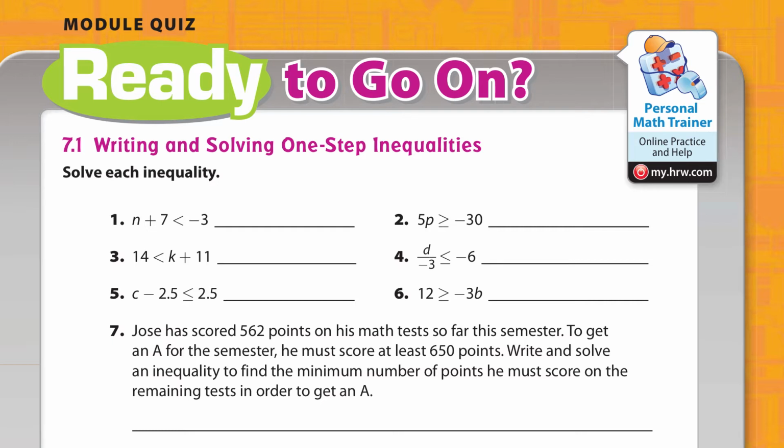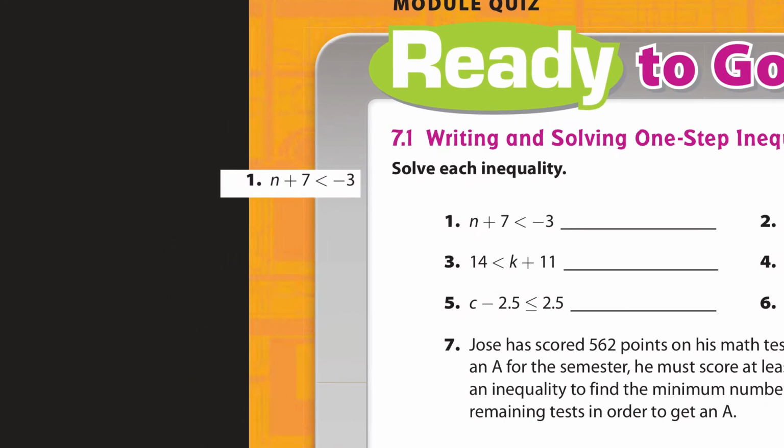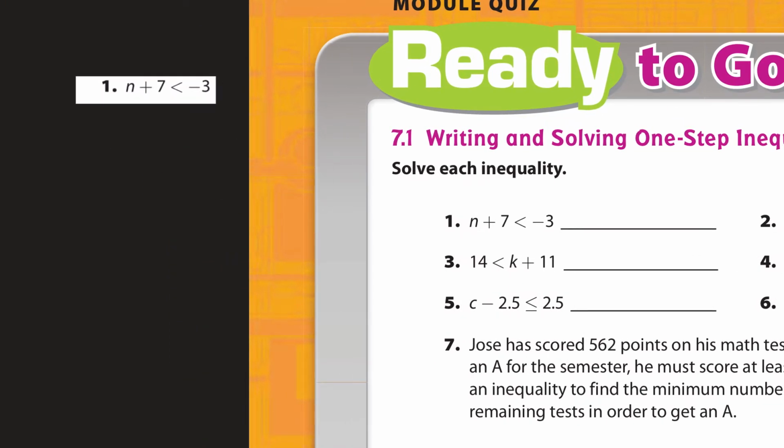But here we go. Number 1, n plus 7 is less than negative 3. I'm going to copy this and bring it over to the side, so I got some room here. And so what you got to do is you have to isolate the variable. This is a one-step equation, or inequality, I should say, where you just subtract 7 from both sides.